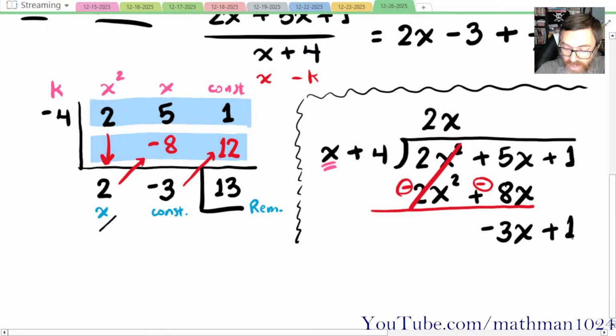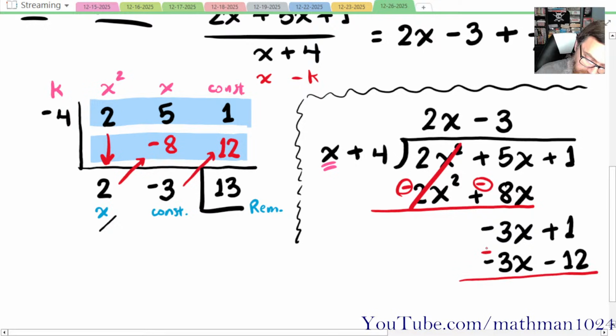And we do the same thing. What would you multiply x times to get negative 3x? That would be a minus 3. So then we multiply. Negative 3 times x plus 4 is negative 3x, and then minus 12. Again, with the long division, you draw the line and you change these signs. So this becomes a plus, and this 12 also becomes a plus. Those leading terms go away, and I end up with a remainder of 13.